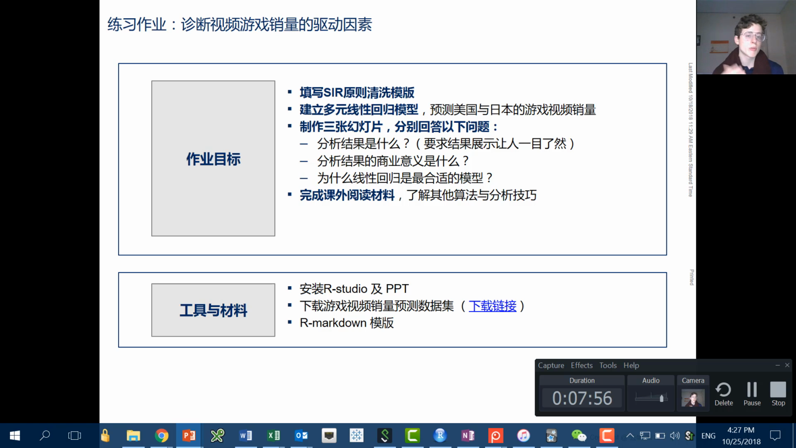Finally, you're going to develop 3 pages that explain what your results are, what the implications for the business are, and why you chose linear regression. What is linear regression? Imagine you're writing this for someone who's never done anything in statistics, data science, or data analysis. And then finally, there are some additional readings for you to choose from.